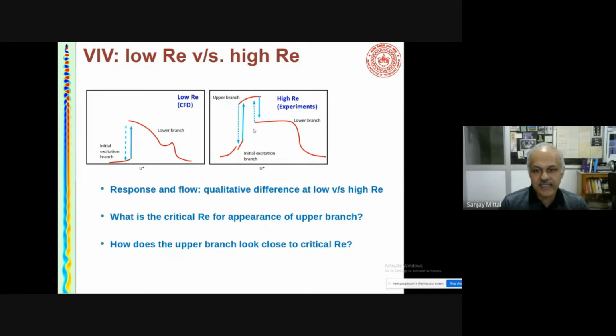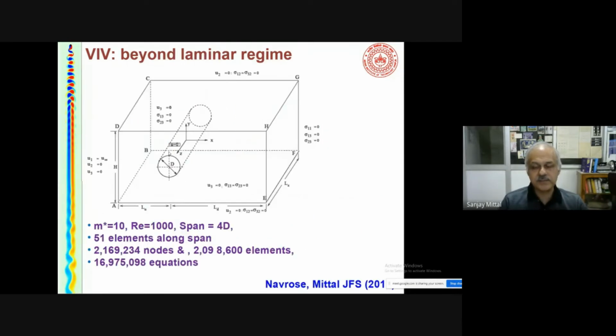And other than that, there are some other differences, but I think that would suffice for us to say at this point. So we did some calculations for Reynolds number, which are not really high, as small as 1000, and the span is only 4 times the diameter.